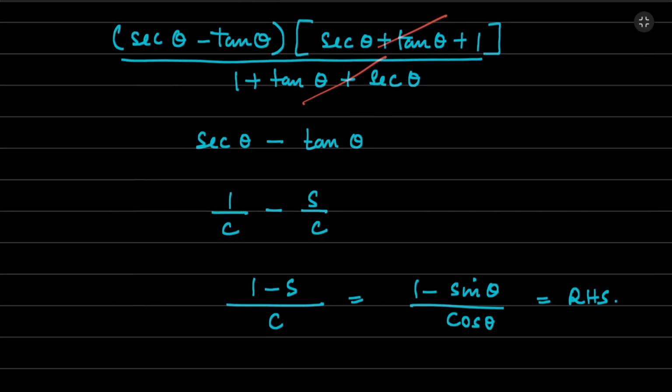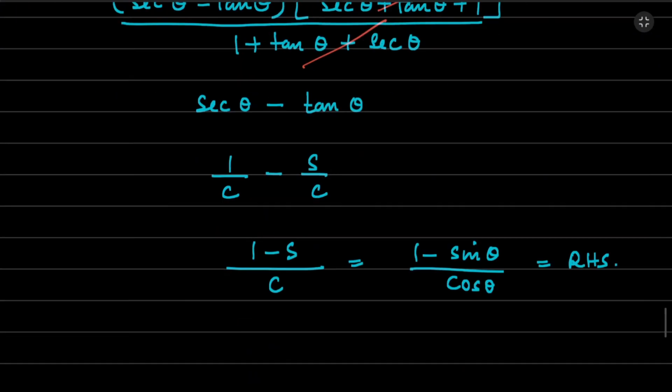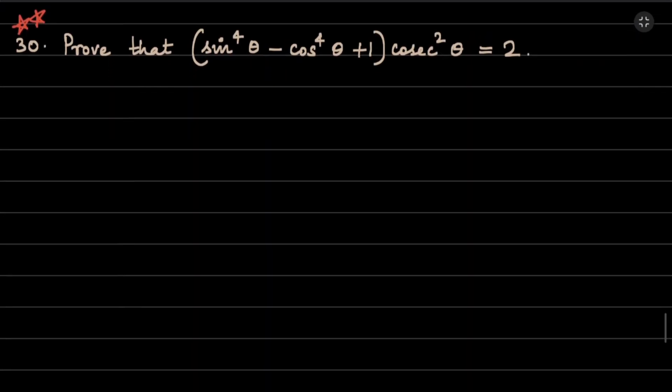Okay. Moving on to the next question. Yeah, this is also a very, very good question. You have to prove that sine to the power 4 theta minus cos to the power 4 theta plus 1, multiplied by cosecant square theta, is equal to 2.